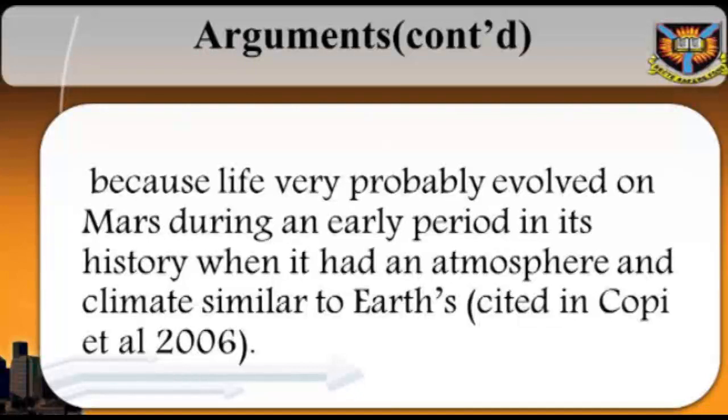In the above arguments, an inference is drawn, and a conclusion is claimed to be true. The proposition, life very probably evolved on Mars during an early period in its history, is asserted as a premise, and the proposition, life likely evolved on countless other planets, is here claimed to follow from that premise and to be true.